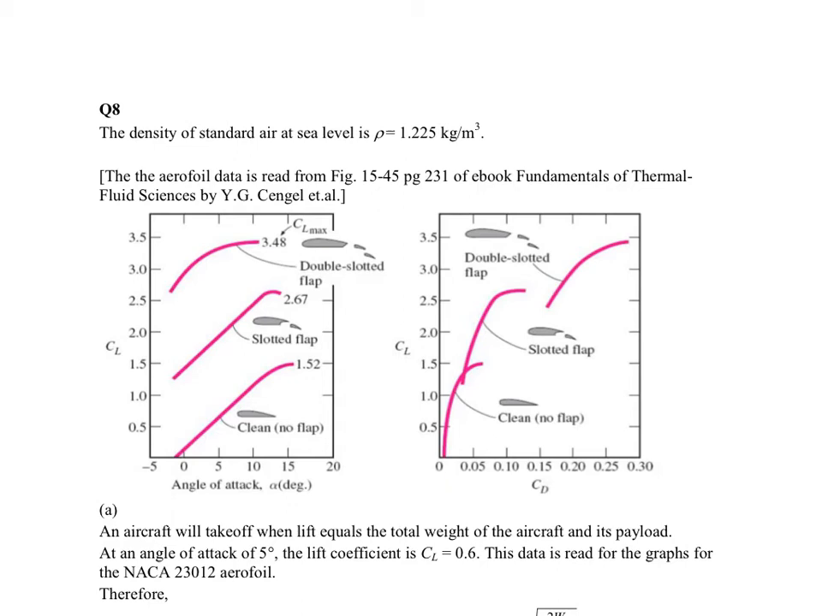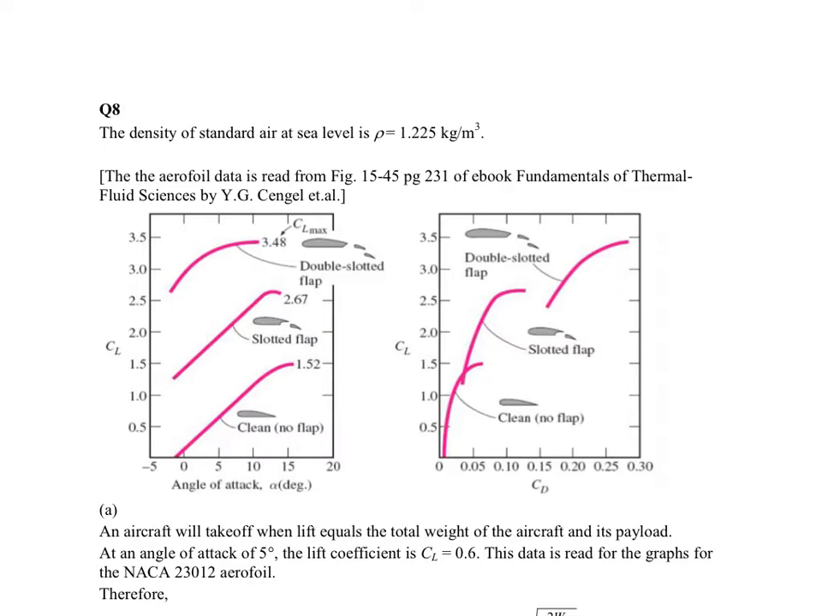Let's look at question 8. The question says that a light aircraft has a weight of 10 kilonewtons. The weight of the pilot and passengers is 5 kilonewtons. So the total is 15 kilonewtons.